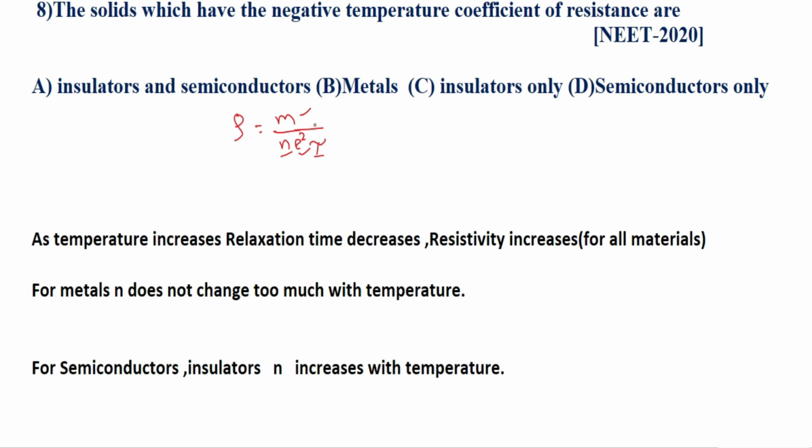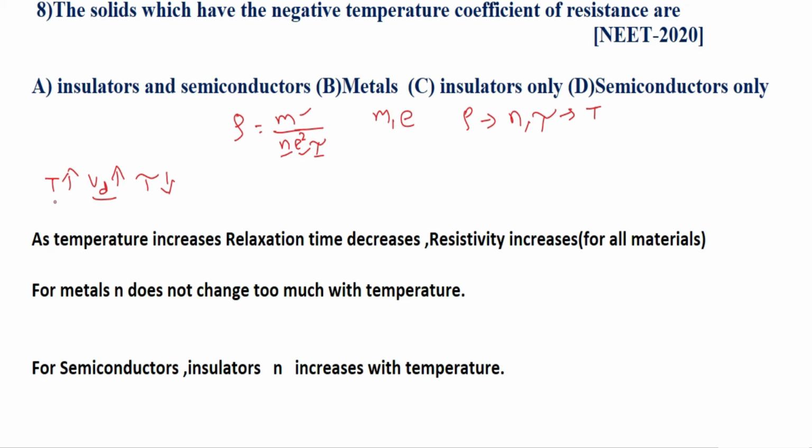If you observe in this formula, m comma e are constant. That is rho mainly depends upon N comma tau. Okay. Now let us see how tau changes with temperature. Now as temperature increases, what will happen? The value of drift velocity will increase. As the value of drift velocity increases, the value of relaxation time will decrease. That is average time between two collisions will decrease.